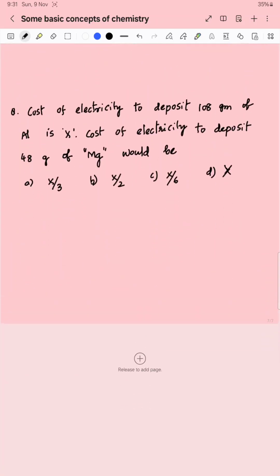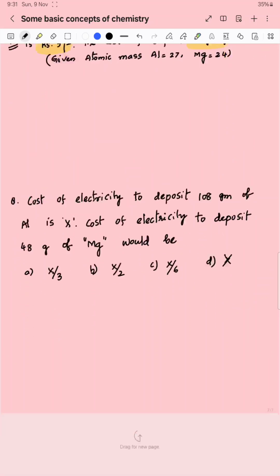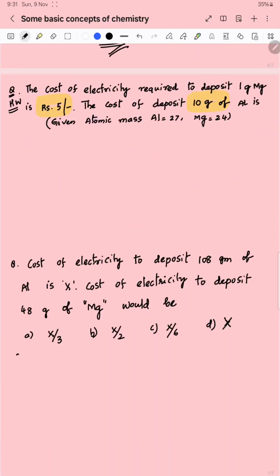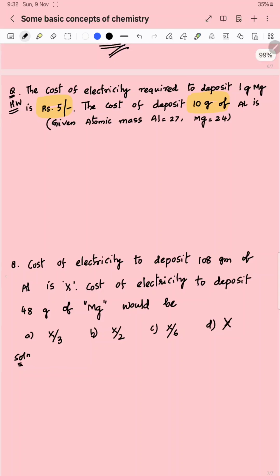So this is also similar to the same question, student. Right. Now look at here. The question is: the cost of electricity to deposit 108 grams of aluminium is X. The cost of electricity to deposit 48 grams of Mg would be, right? Same pattern, student. So this is also considered as homework, so please pause the video, solve the question and share the answer in the comment section.